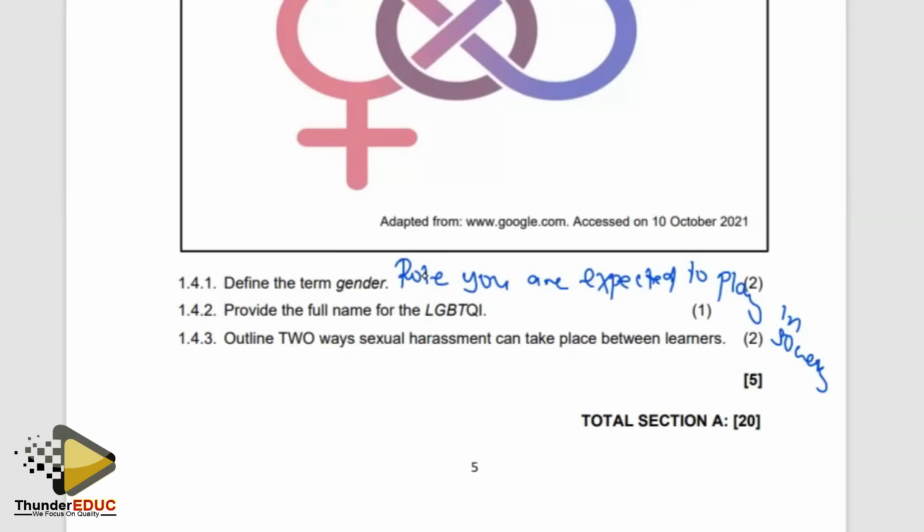Provide the full name for the LGBTQ. The full name is lesbian, gay, bisexual, and transgender. Transgender, queer, and intersexual.